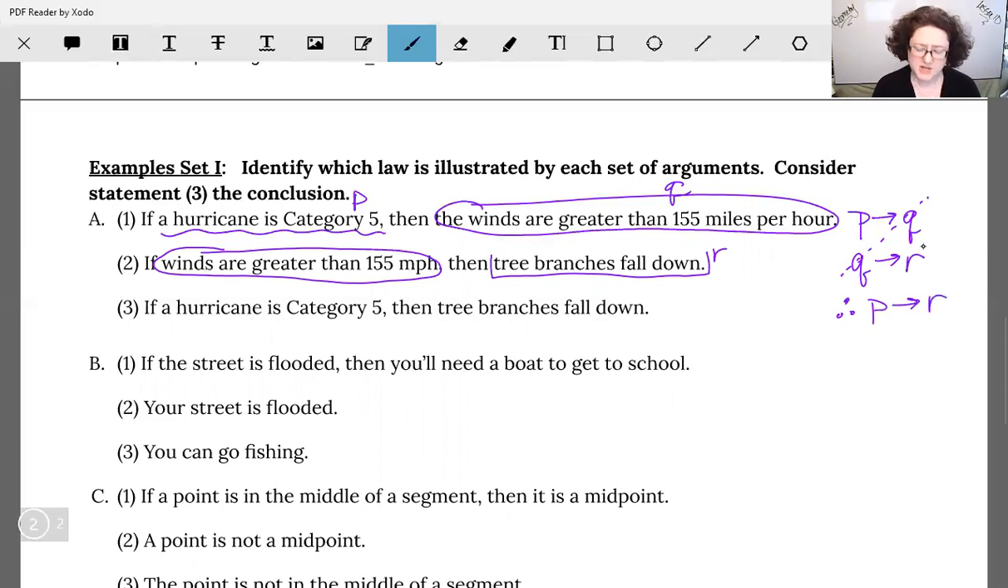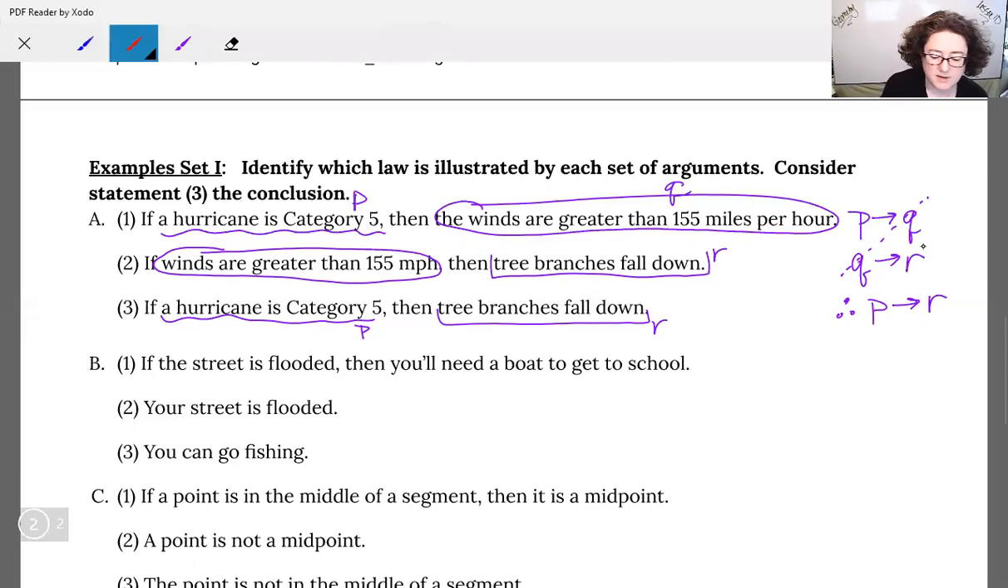So let's double check that. Do I have that in my third sentence? If a hurricane is category 5, it's exactly what we had in our P statement. Then tree branches fall down. That's exactly what we had in our Q statement. So this is definitely a valid argument. They used the correct pattern, so we can label this as valid. And again, it doesn't matter so much if you can identify the name of the law, but if you can figure out that, hey, that fits one of my patterns so I can use it, that's what you need to be able to do.